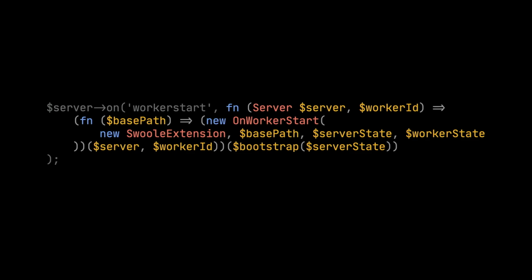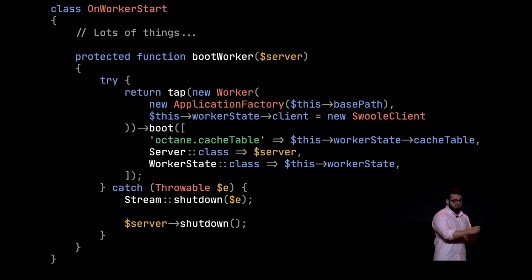Now, there's a lot of code here, but I want you to pay attention to two things. You have an onWorkerStart object being called, and you have a worker state variable also being passed. The reason Octane does this is because it is going to store the worker on that worker state variable. Remember, this process is never ending. The code doesn't stop executing. So this is going to get stored in memory.